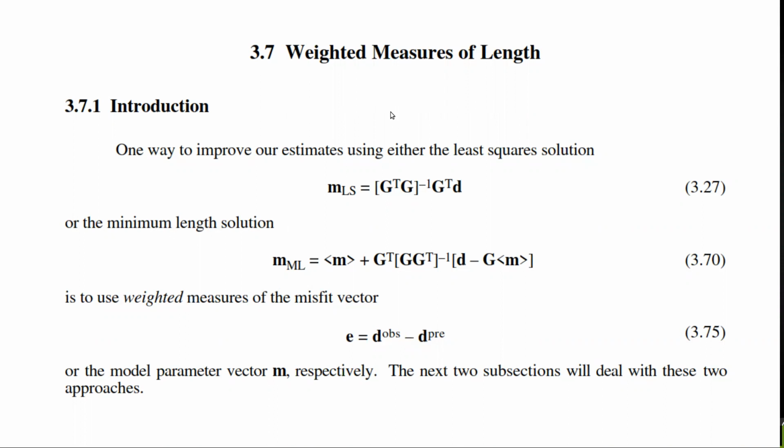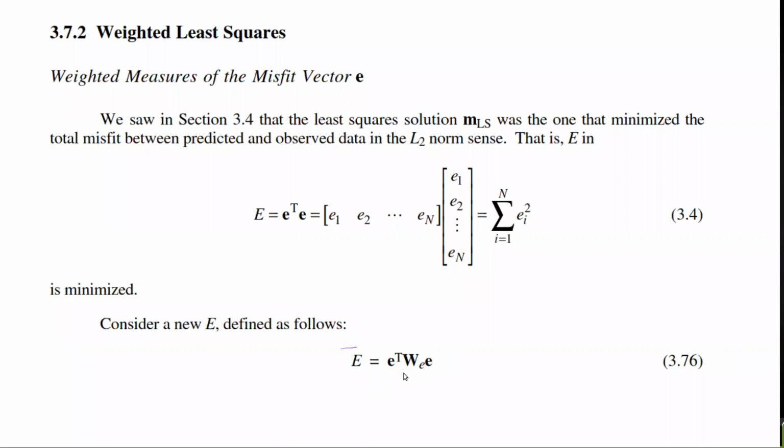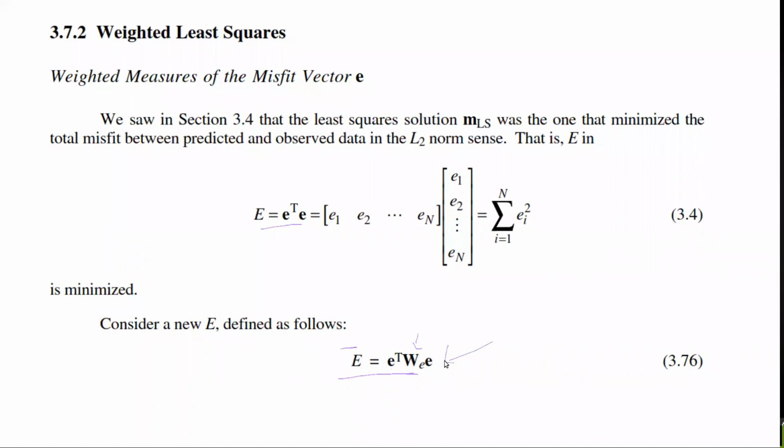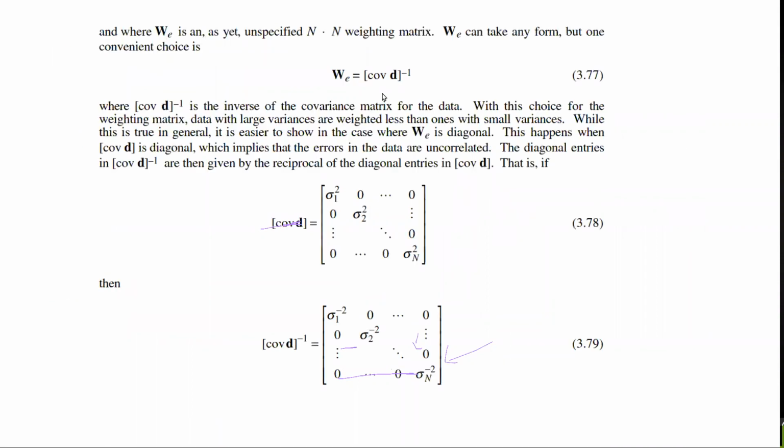So we repose our problem as a weighted measure of misfit. We are looking for a misfit vector, e. But in this case, we want to use a weighted measure of the misfit. The misfit is given by the length of the residual vector, and we define E as the residual transpose, W_e, times the residual e. So W_e is a matrix which we call the weighting matrix. Now we want to minimize this problem, not the previous one. That was the case where the data variances are all equal, or there is no error in the data.